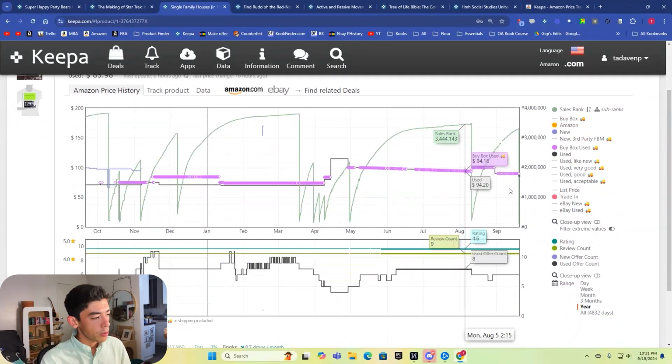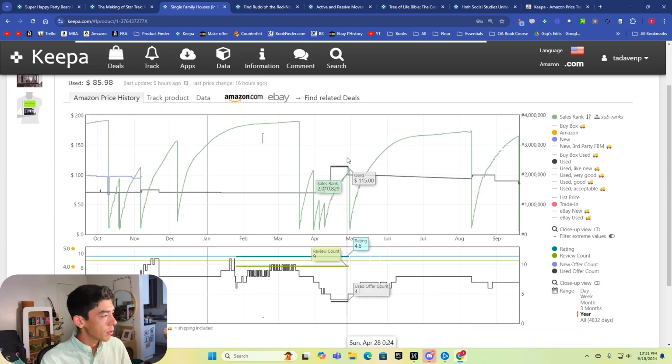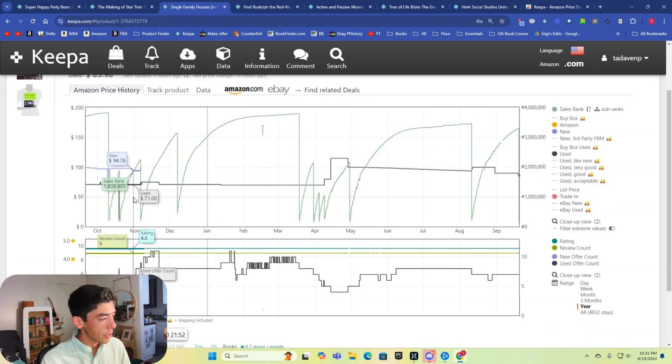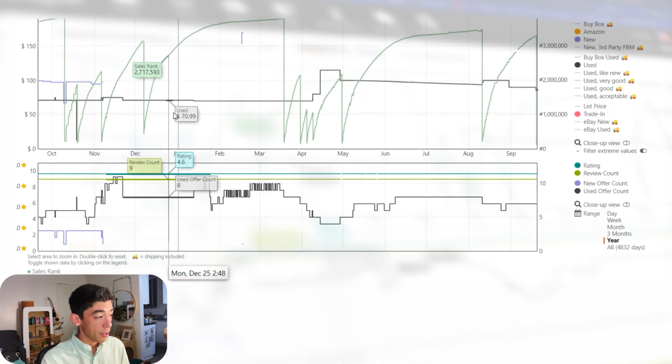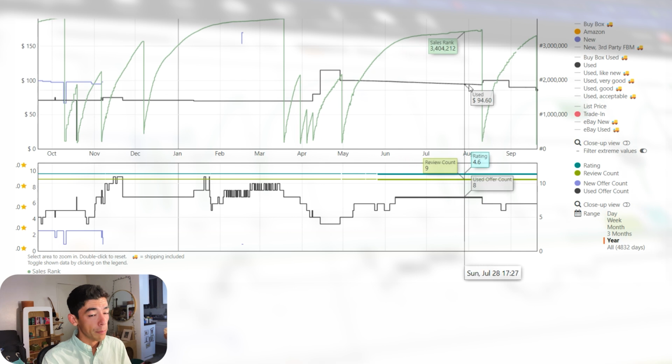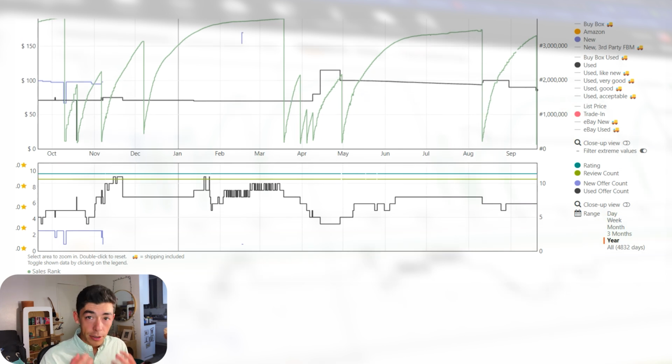But we can go one step further and look at a book like this, which is called Single Family Housing. You can see that the lowest used price of this book is generally in the 70s, and can even get up into the 90s. Again, it's very similar in terms of how often it's selling, the number of sales rank drops. But here's a book that I'm much, much more interested in, despite the fact that it doesn't sell that much, because its lowest used price on Amazon is often very, very high. That's a good sign that the book actually holds some intrinsic value, that people actually want this book.